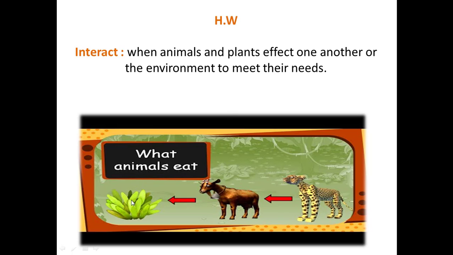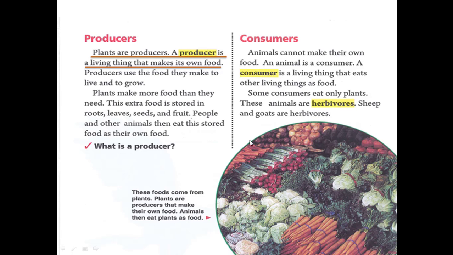This one is plant. Plants can make their own food, and other animals eat plants, and other animals eat other animals. This process is called interact.